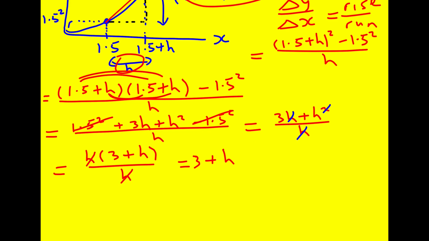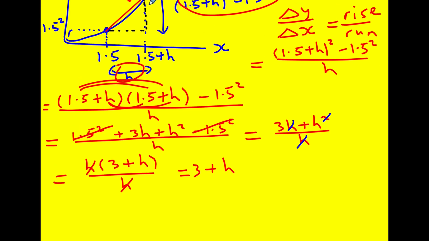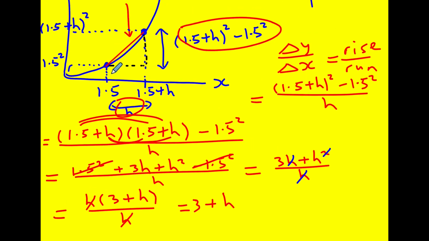So actually, whoa, let's just think about this. We had this quite complicated formula, but we have just shown that the gradient at the point x equals 1.5 on the curve y equals x squared is 3 plus h. So it's momentarily 3 plus h. And then just after, it's going to change, okay? So this only applies for 1.5.